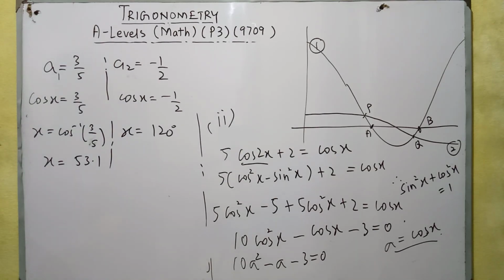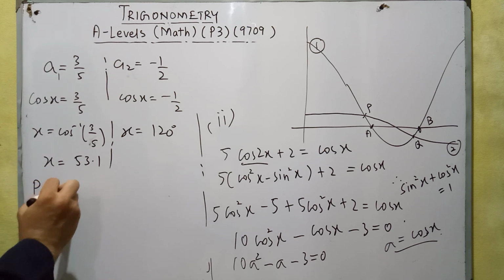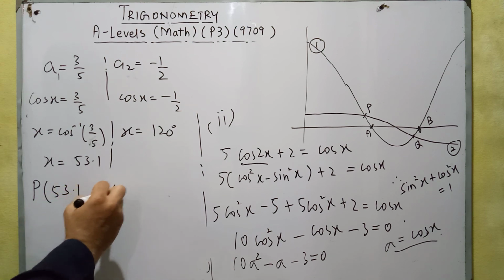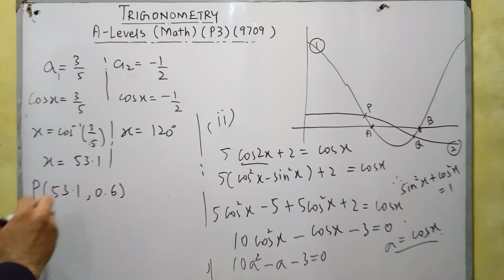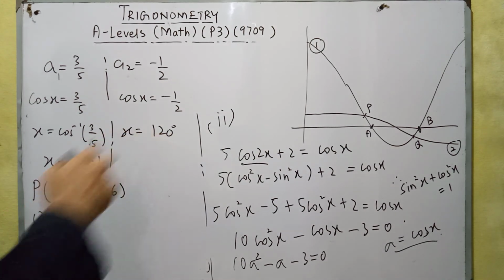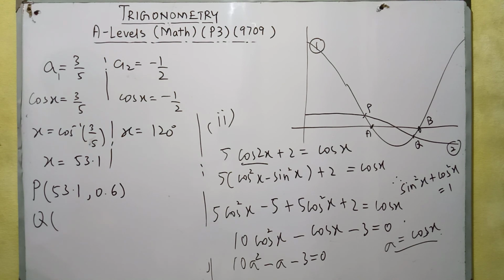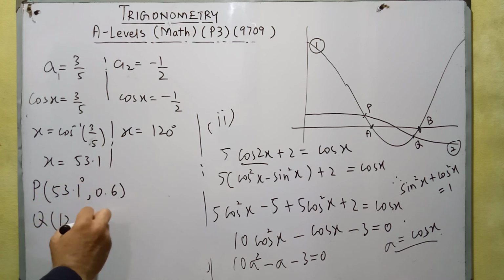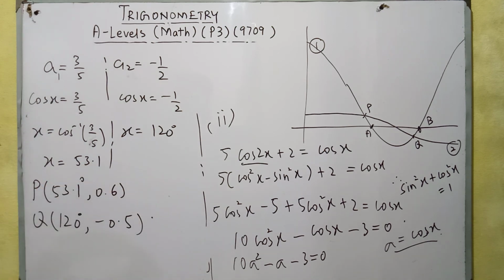You know that cos 53.1 is equal to 0.6, so the coordinates of point P will be 53.1 and 0.6, and similarly we can find the coordinates of Q, because here x is 120, so cos of 120 will be equal to almost minus 0.5. So that will be the coordinates of point P and point Q.